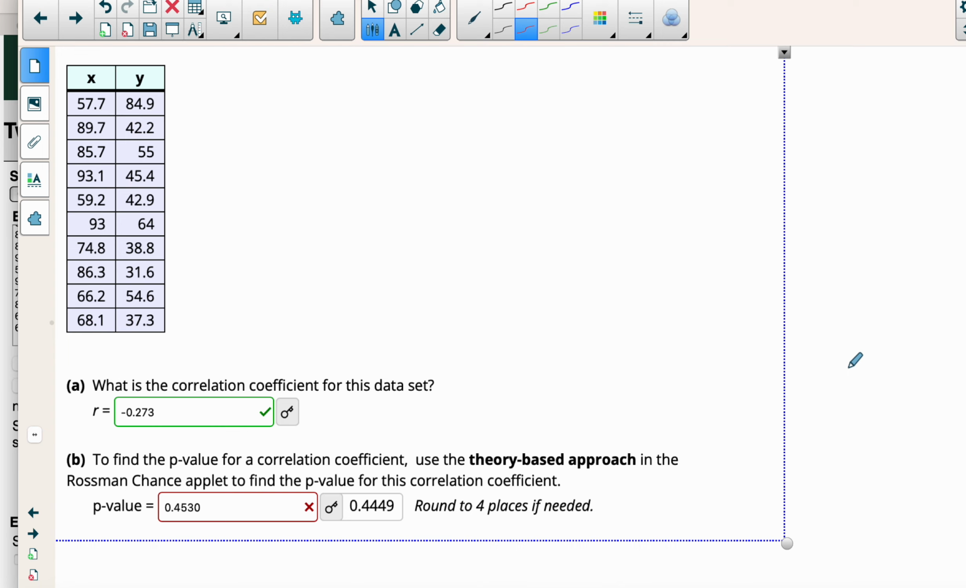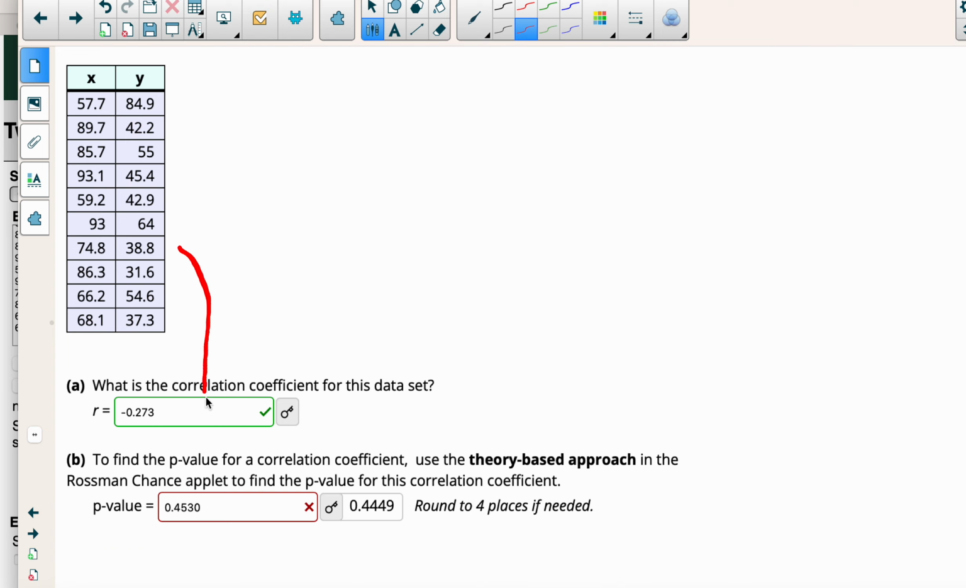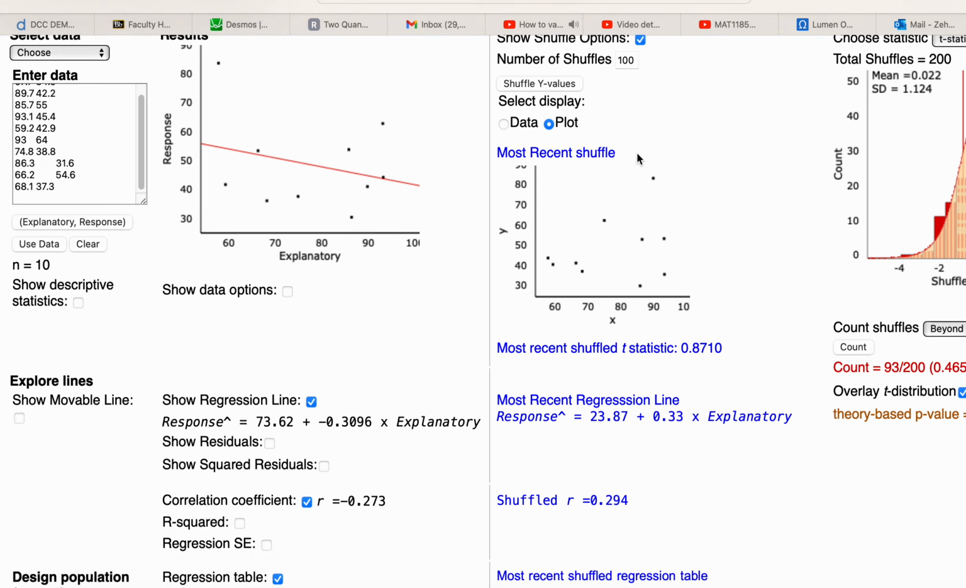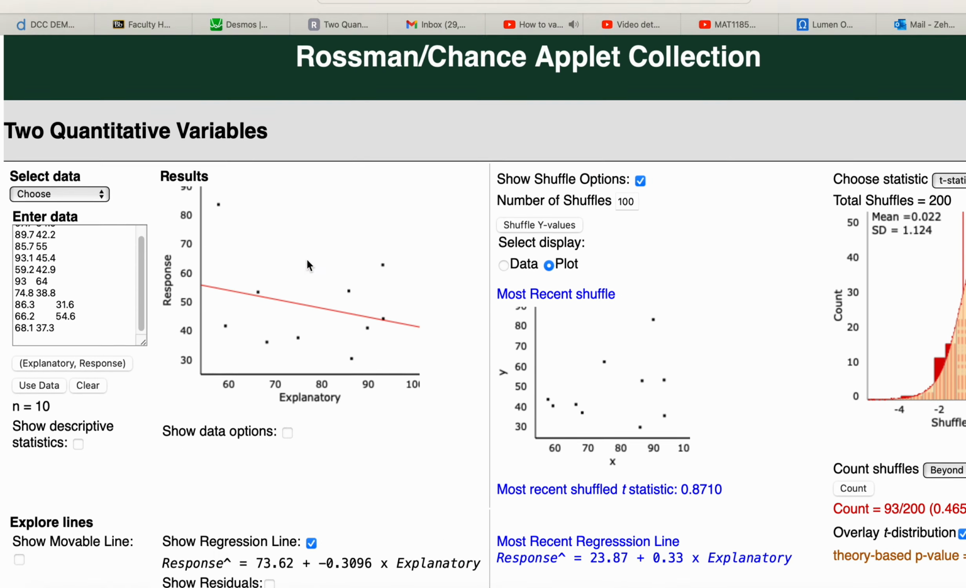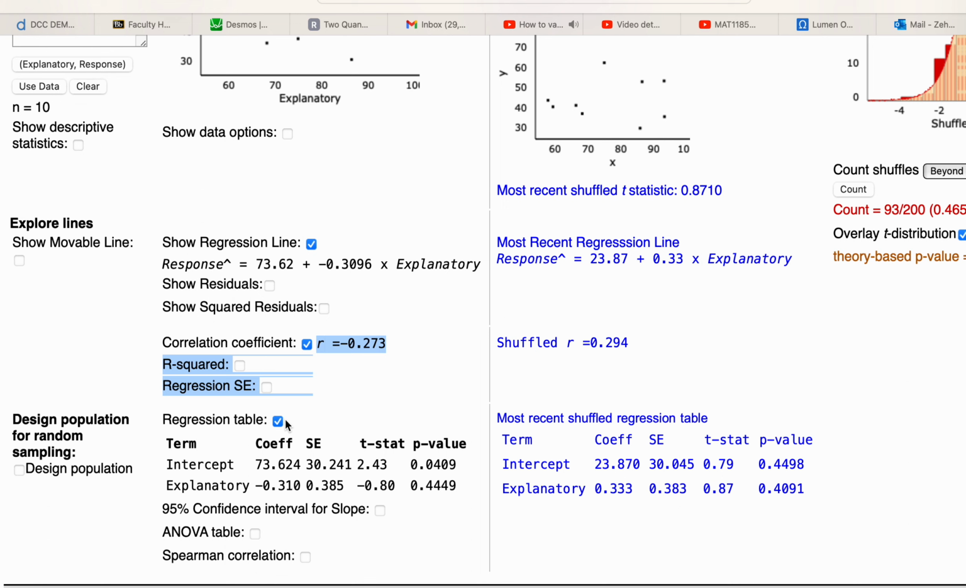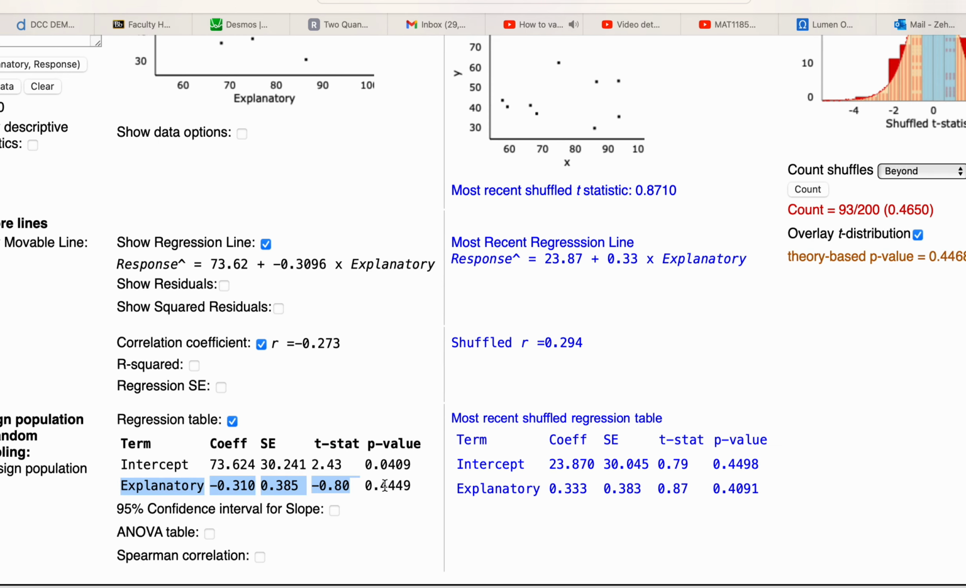All right. This one, you must have put your data in Rossmann-Chance correctly because you got the correct R value. Let me just pull up Rossmann-Chance here. I want to show you. So here's what is in Rossmann-Chance. You got the correct R value, negative 0.273. What you need to do is come down and select this regression table, right? Because we're doing a theory-based approach, we want to pull a t value from down here. We're always going to pull it from the explanatory variable column. So we want this 0.8.